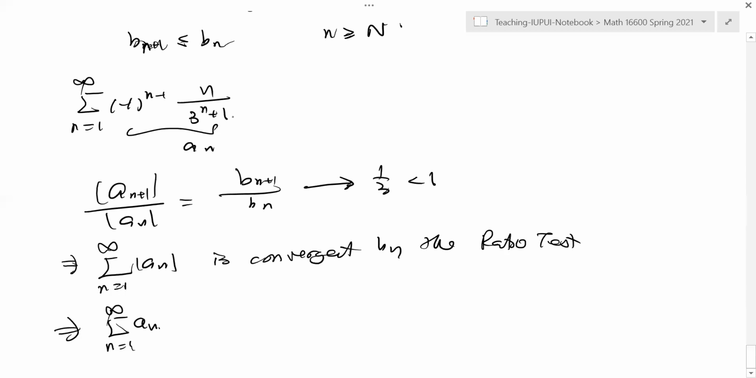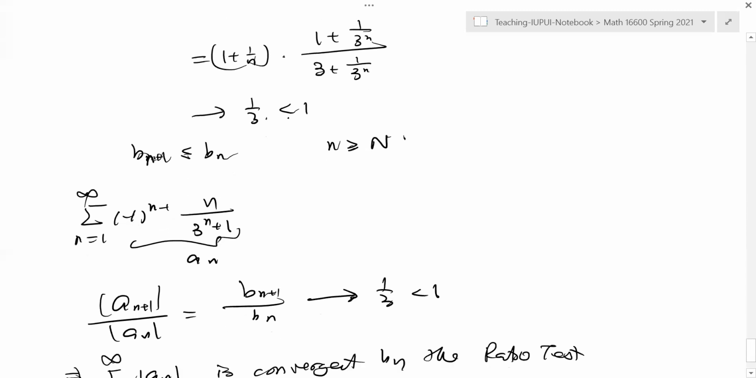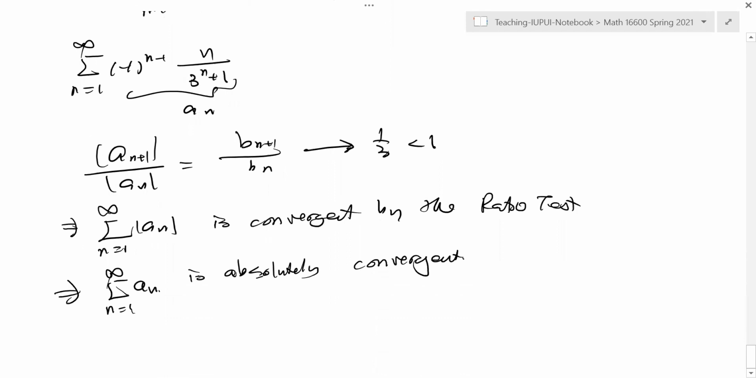This is my n, right? It's absolutely convergent. I think using the second method is better. You don't need to worry about proving the series bn is decreasing. All you have to do is take the limit, and it's less than 1. So the ratio test is that.